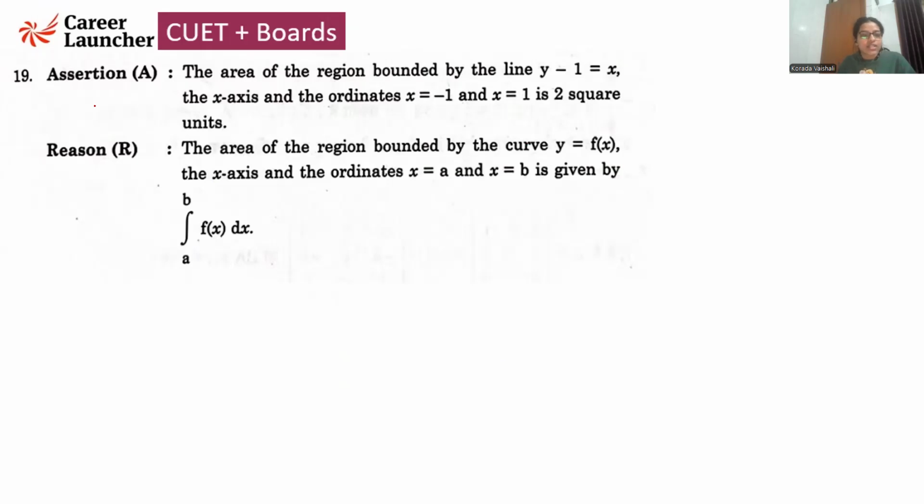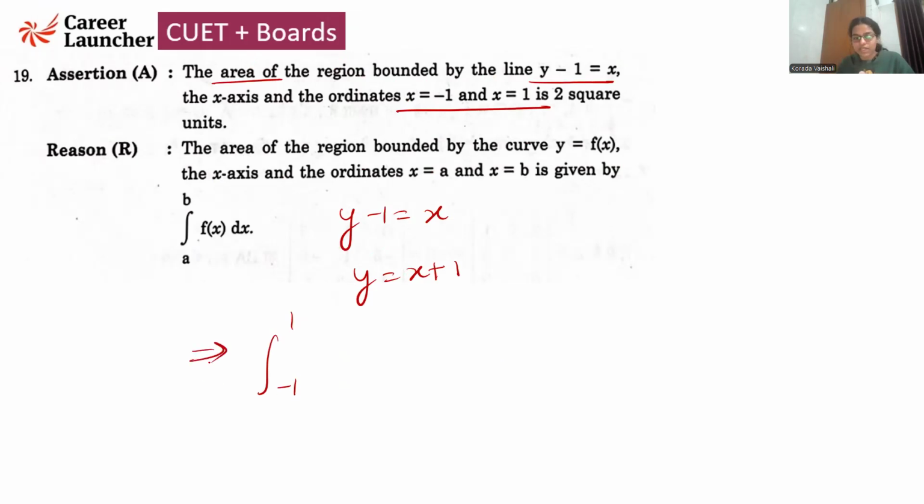Now we have the assertion-reason based question. The area of the region bounded by the line, I'm having the equation y minus 1 is equal to x, or y is equal to x plus 1, in between the ordinates x equal to minus 1 and 1. So let us just calculate the area. So area is being related to the integration of the function. So let us just write this down as the integral of the function.